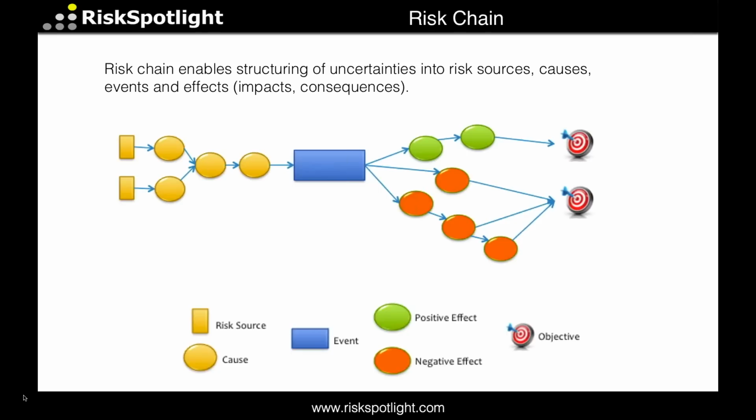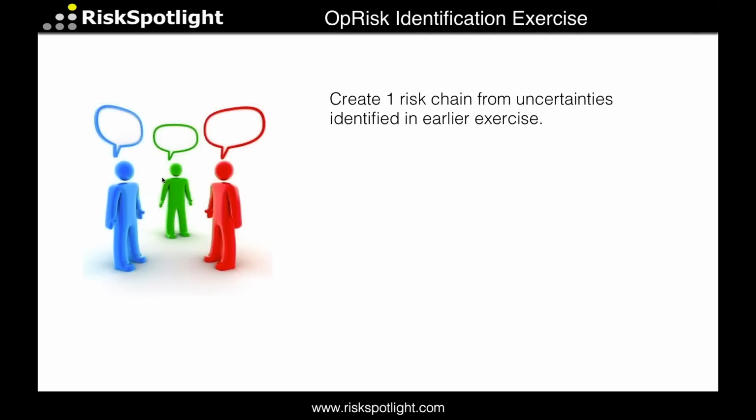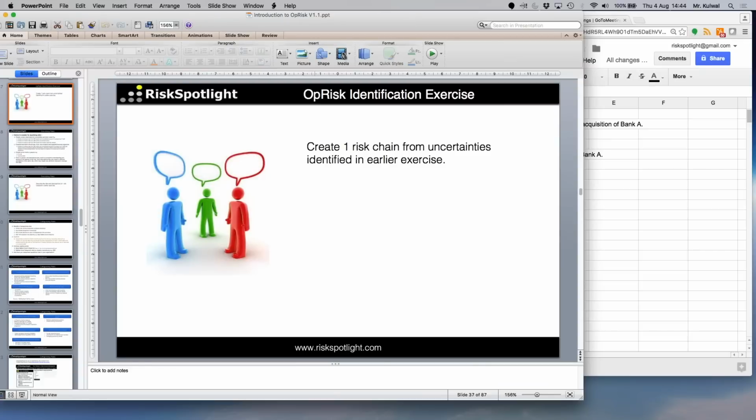So once you've identified all the uncertainty, the next tool we use is the risk chain, where you try and say, okay, what is the main event out of my uncertainty, and around that main event, what are the different consequences which may impact our objective? And then you list those consequences separately, and if there are some uncertainties which are more the causes, then you list them separately behind the event. And then you try to visually create that example.